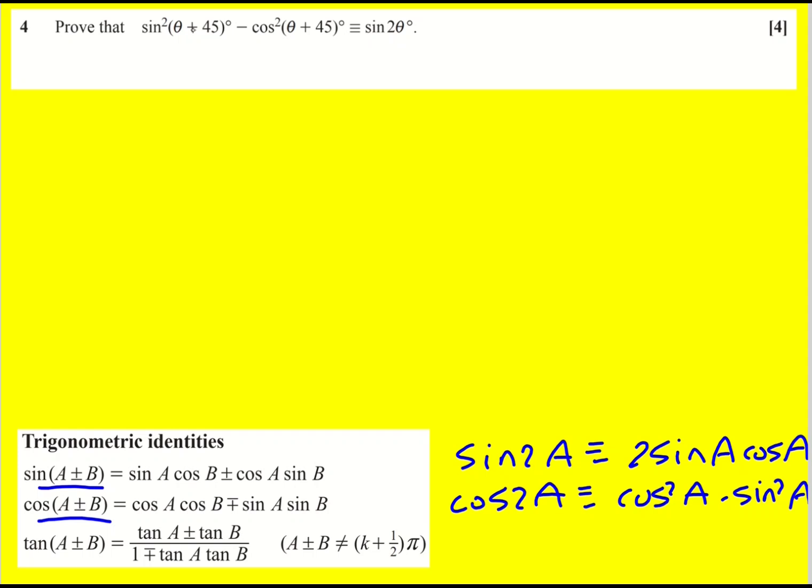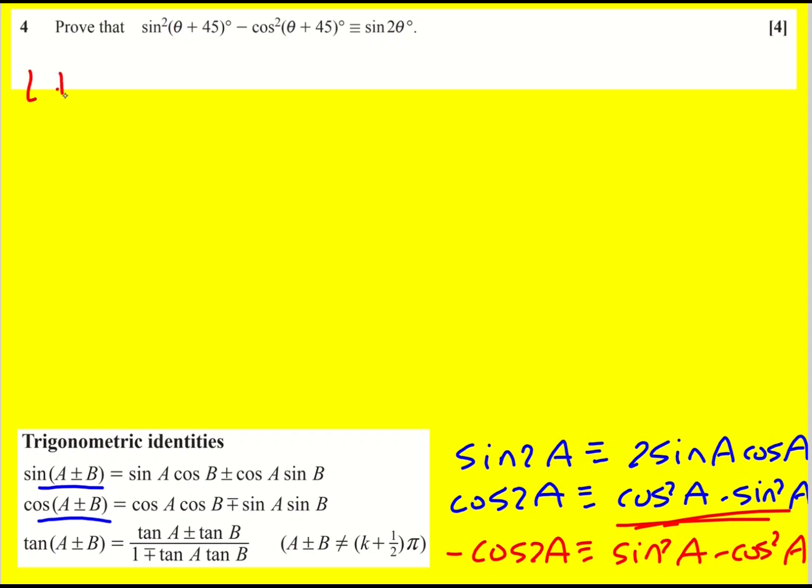Because in this question, the left-hand side looks a lot like this. And it must be then that minus cos 2a is sine squared a minus cos squared a. Right, and now we can see that the left-hand side is actually that, just with a replaced by theta plus 45. It's going to be minus cos of 2 theta plus 45.